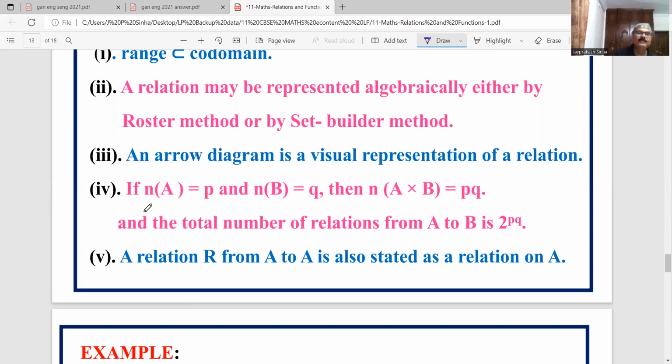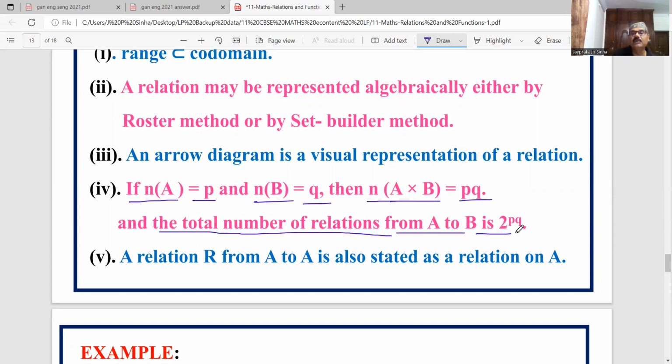See here, if number of elements in set A is equal to P, number of elements in set B is equal to Q, then number of elements in the Cartesian product of A and B will be PQ. And the total number of relations from A to B is equal to how many? 2 to the power PQ. So these many relations we can form.